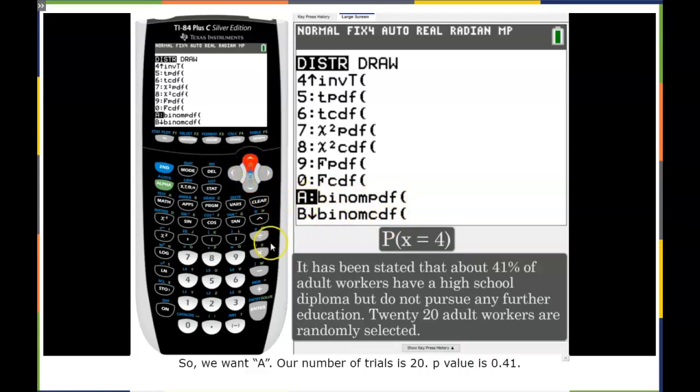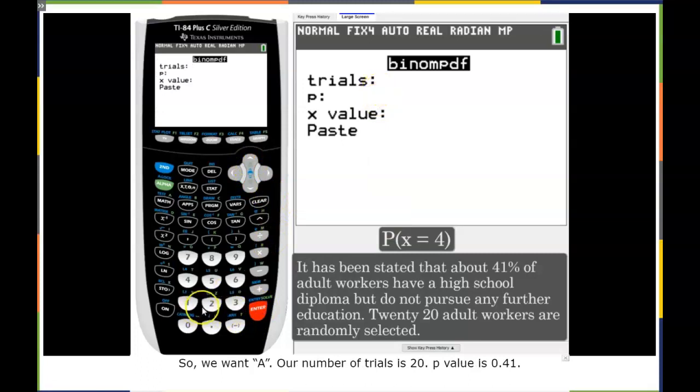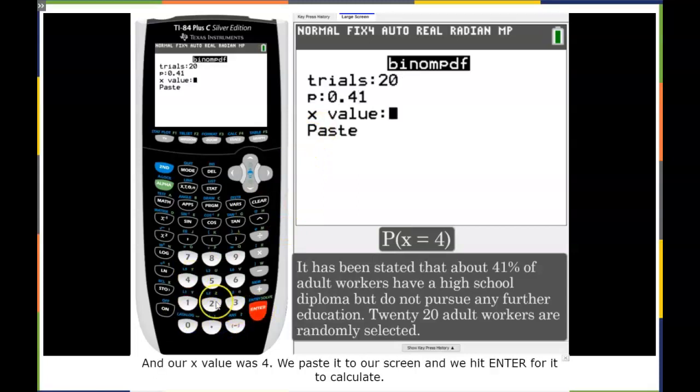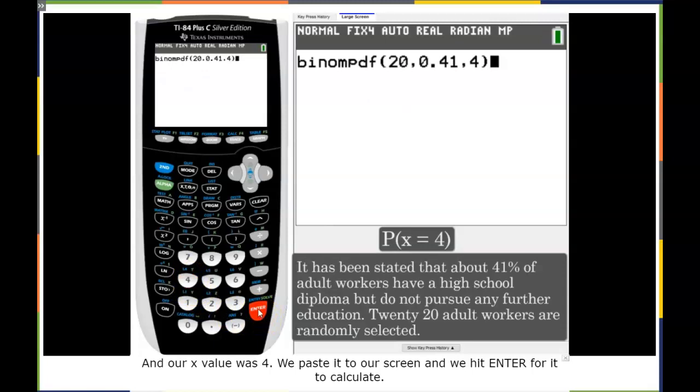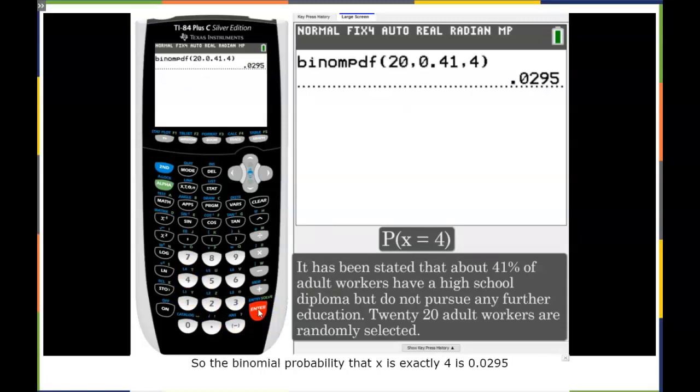So we want A. Our number of trials is 20. Our p-value is 0.14, and our x-value was 4. We paste it to our screen, and we hit enter for it to calculate. So the binomial probability that x is exactly 4 is 0.295.